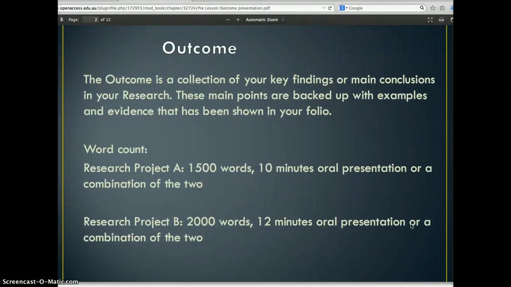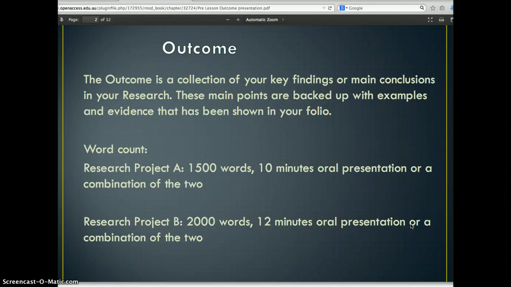Okay, so the outcome is a collection of your key findings or main conclusions in your research. These main points are backed up with examples and evidence that has been shown in your folio. So what you're doing is you're taking all of the examples and the evidence that you have developed in your folio and you're putting them together to answer your question. So this is where you actually answer your question.